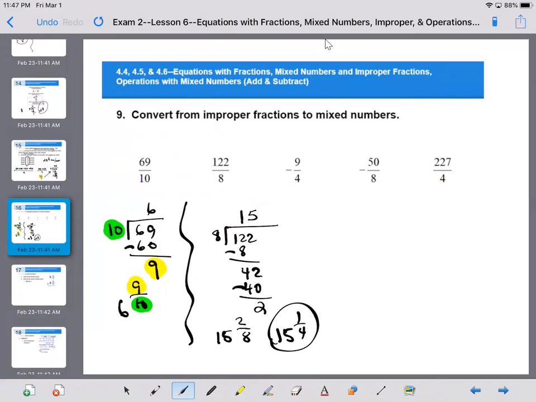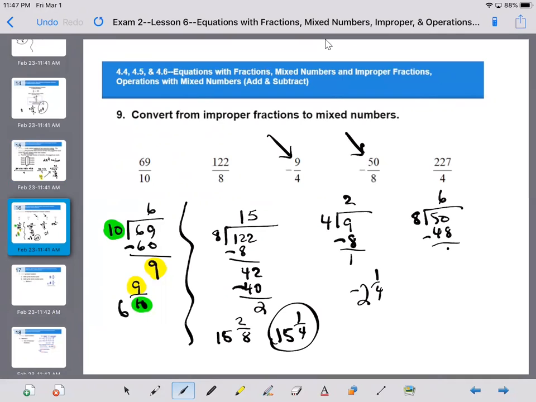Now these next two, we just know the answer is going to be negative. So how many times will 4 divide 9? 2 whole times. So it would be negative 2 and 1/4. How many times will 8 divide 50? We know the answer is going to be negative, so that would be 6 whole times. So this would be negative 6 and 2/8, which is negative 6 and 1/4.